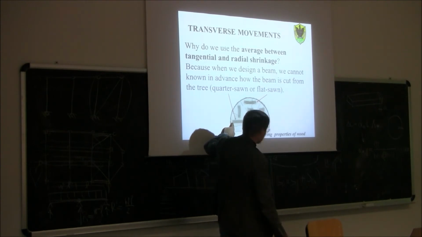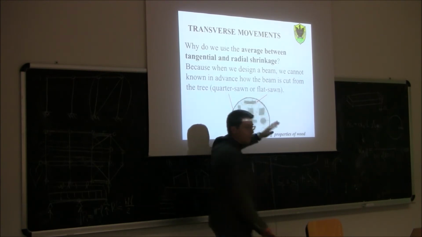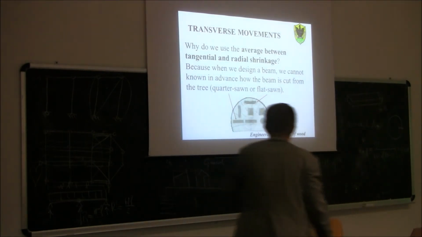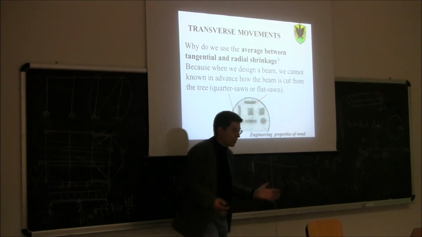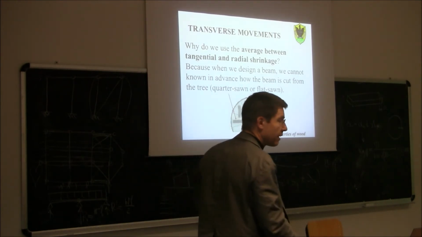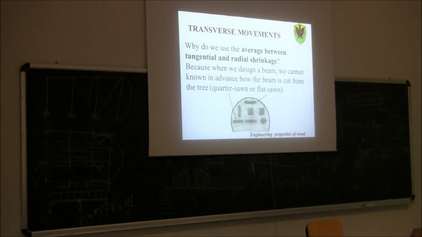Okay, is it clear? So this is radial, tangential. This will be tangential and radial. When we order a plank of wood, we cannot order a plank cut in this way, or cut this way. We don't know how these things are cut. So since we don't know, the idea is that we just consider the average of the two values of shrinkage, in the radial direction and in the tangential direction. This way, our possible mistake will be minimized. Okay?